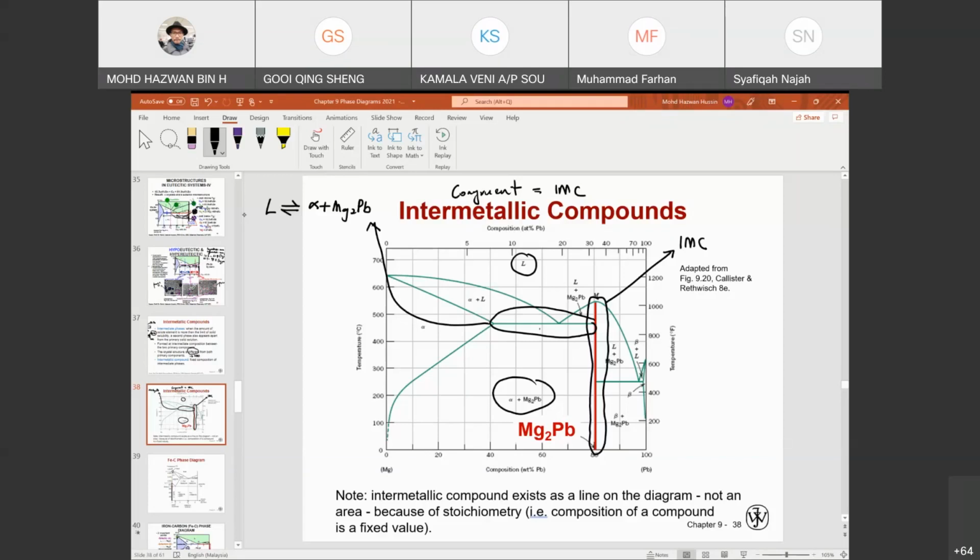All right. As I said, the intermetallic compound can be indicated when you have one vertical line like this. This is the formation of Mg2Pb, a compound of magnesium and lead. And if someone asks you what composition may form the intermetallic compound for this phase diagram, it can be seen that it will form at around 80% of lead.